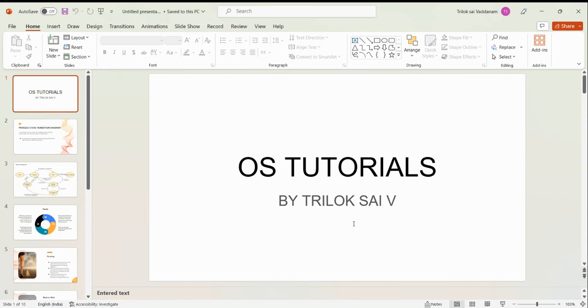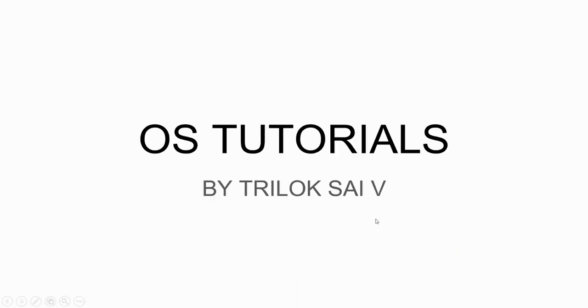Today, in our tutorials, we are going to learn a new concept called the process state transition diagram. As you all know, in our previous tutorials, we have learned what fork is, what the fork system call is, how the fork system call is implemented, and what its main functionality is. Now, in this tutorial, we will be learning about the process state transition diagram.